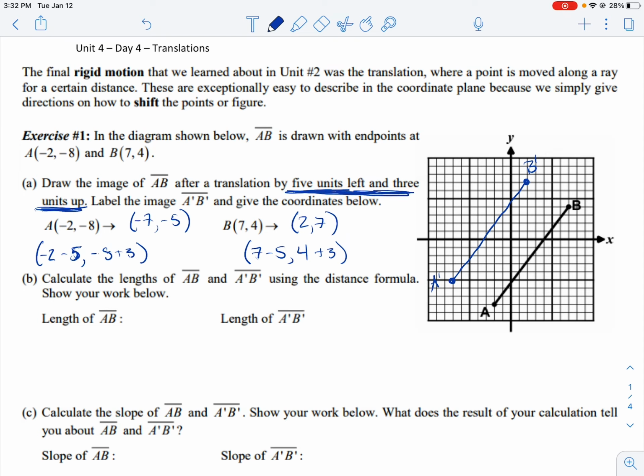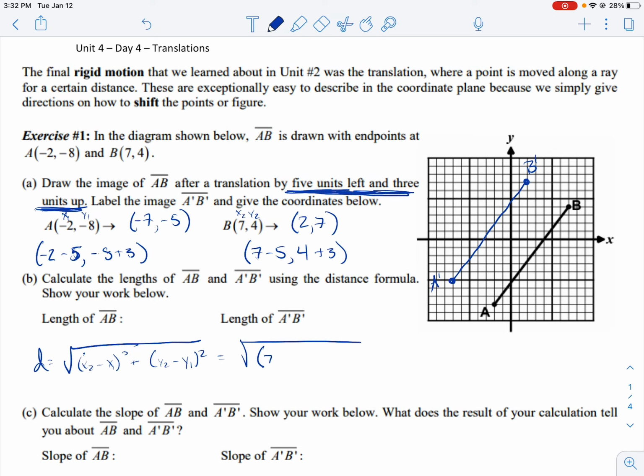I'm not going to take the time to do that. But knowing that this is a rigid motion, I'm going to find one of them, I guess. Let's just do it, just to practice the distance formula. I'm going to do it for AB. So I'm going to go x1, y1, x2, y2. So x2 minus x1 squared plus y2 minus y1 squared. There's your distance formula.